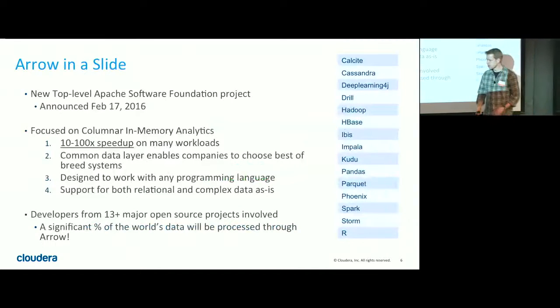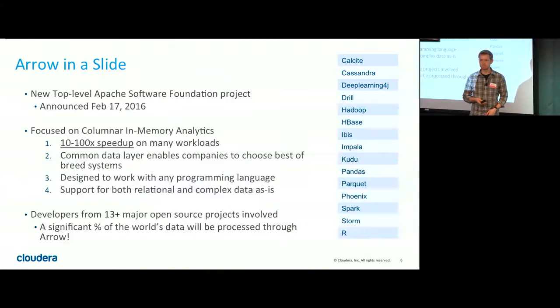So Arrow is a new top-level project that we announced within the Apache Software Foundation back in February. It has to do with representing columnar data in memory. If you're a Python pandas user, you're already dealing with in-memory columnar data, but it's using NumPy for the memory representation. So if you have numeric data, it's probably NumPy arrays, float64, using np.nan to represent missing data.